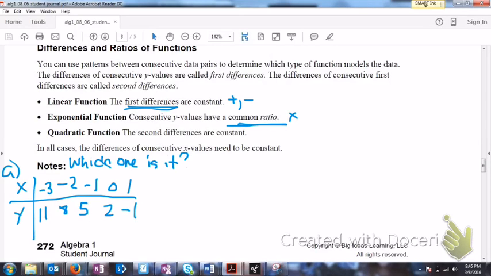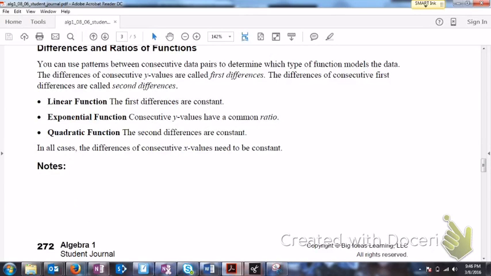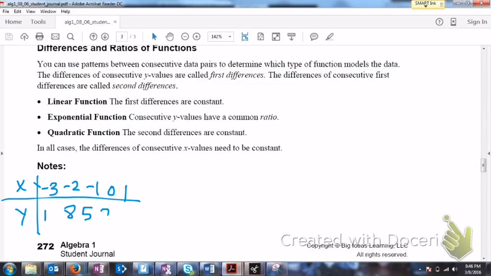So now let's, oh my goodness, I just deleted that. How do I bring that back up? Yikes. I cannot. There we go. I'll make that XY chart again. Sorry about that. x: -3, -2, -1, 0, and 1. y: 11, 8, 5, 2, and -1. Okay, now we got that.